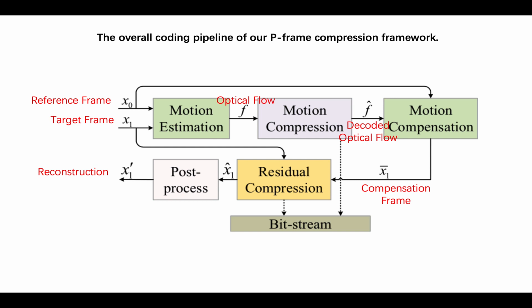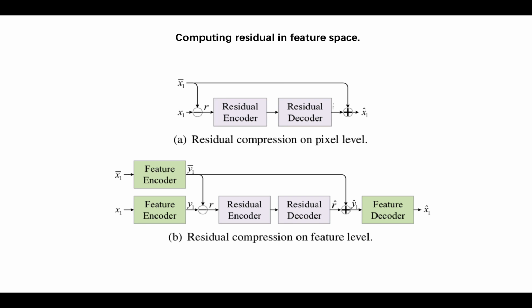So the total bitstream mainly contains two parts, one for optical flow and one for residual. In this paper, we focus on improving the performance of residual coding. To suppress the influence of motion compensation error, we propose to compute and compress the residual in feature space instead of in pixel space. Part A is the commonly used pixel-level residual coding method. Part B is the proposed method.